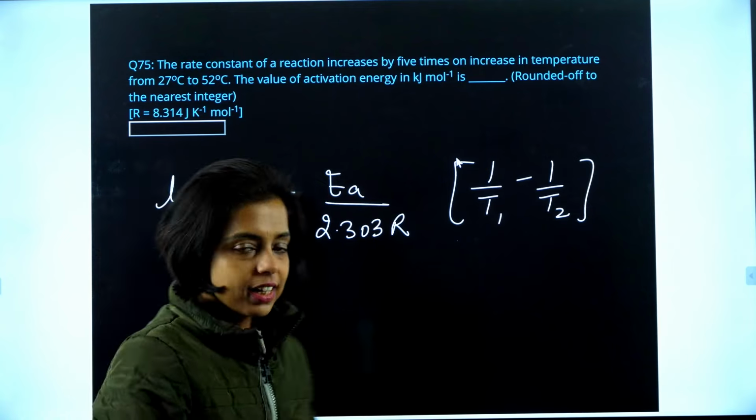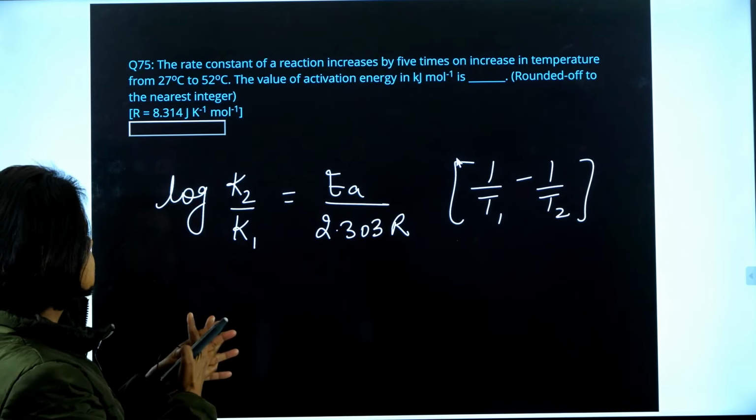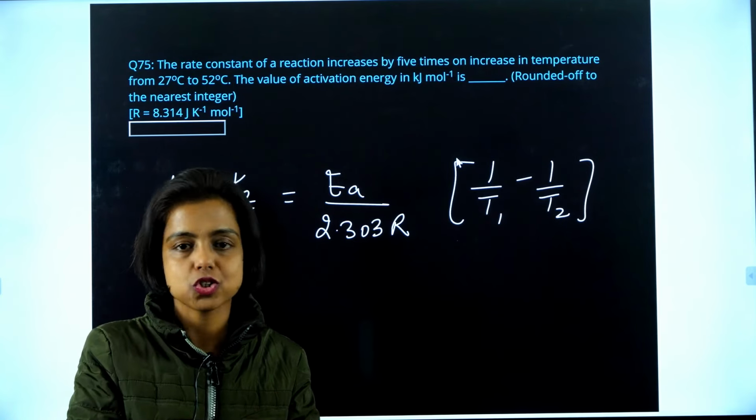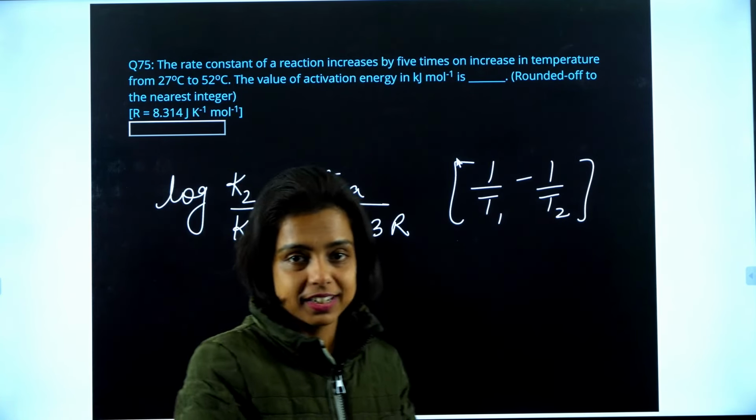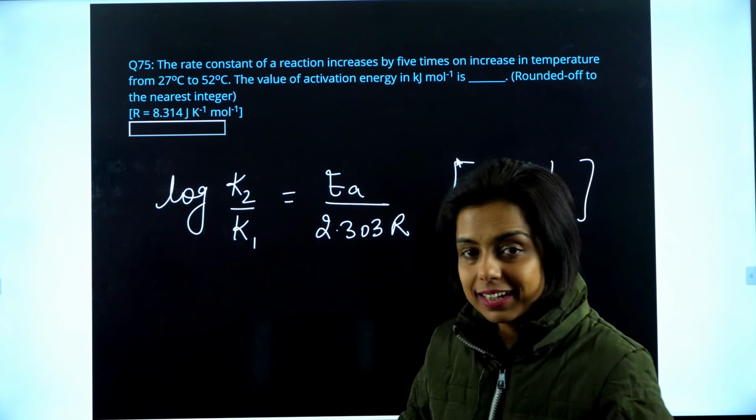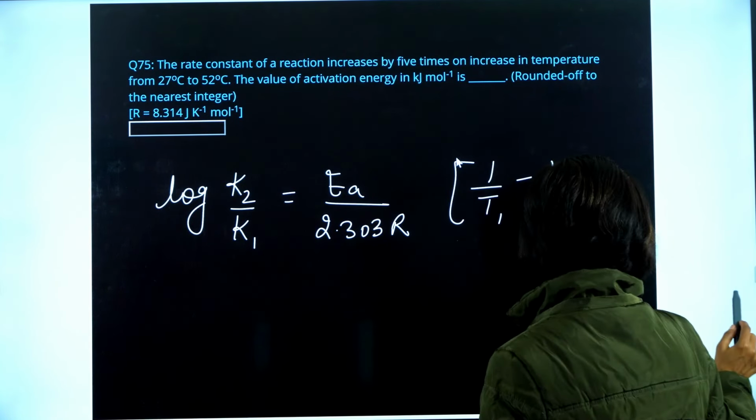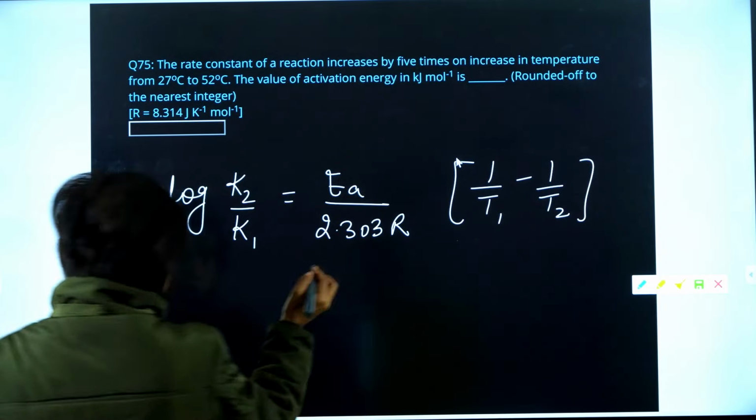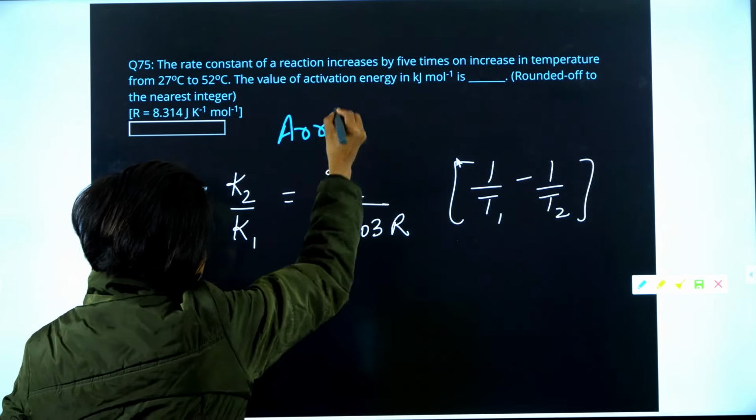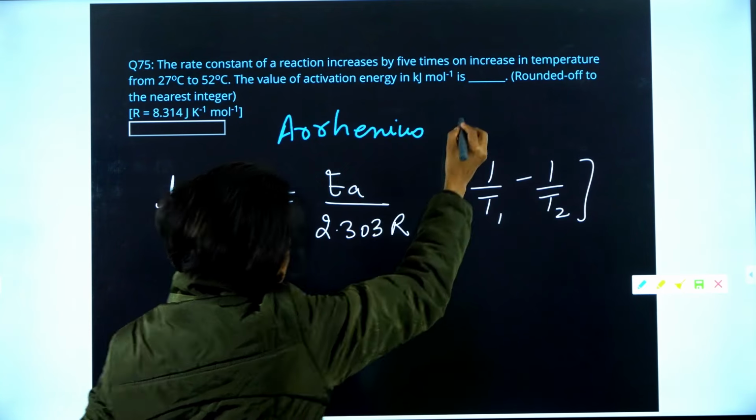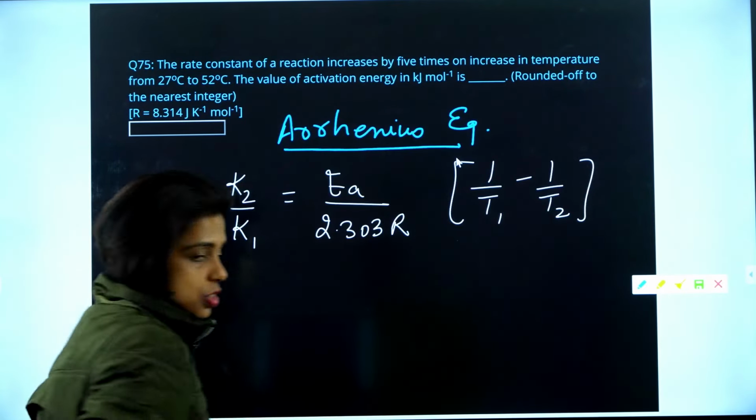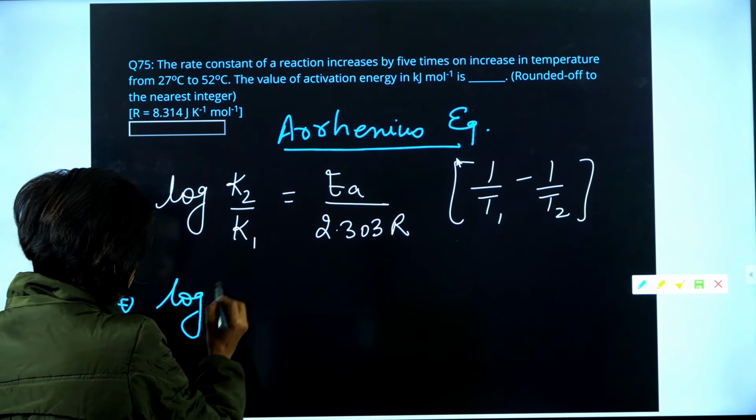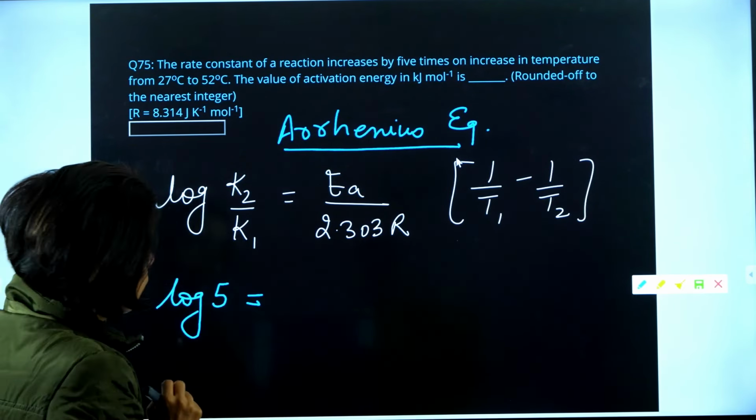The rate constant of a reaction increased by 5 times on increasing the temperature from 27 degrees Celsius to 52 degrees Celsius. Clearly, this is based on the Arrhenius equation. They are talking about the rate constant, so they have given us K2 by K1. The rate increased 5 times, so the ratio is 5. This is the Arrhenius equation that we are going to use. I hope you all know the Arrhenius equation, how temperature affects the rate constant of a reaction. So log of 5, because K2 by K1 is 5.